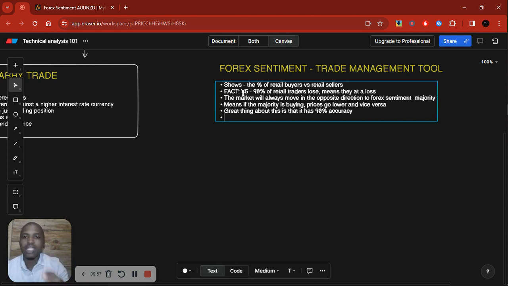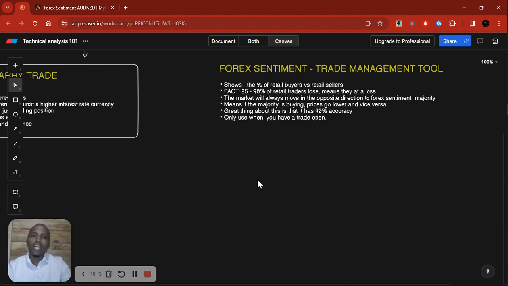So most importantly, it manages our expectations, and also only use it when you have a trade running, right? When you have a trade open. So we only use it when we have a trade open. So this is the Forex sentiment trade management tool, right?